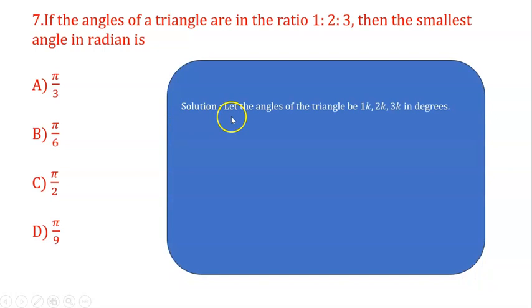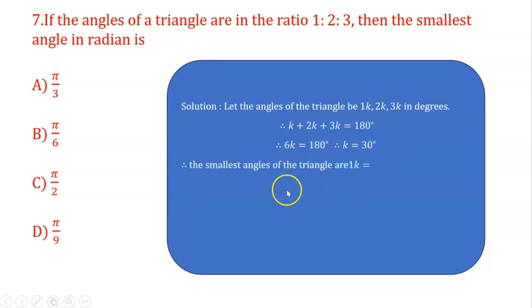Solution. Let the angles of the triangle be 1k, 2k, 3k, where k is a common multiple. These are in degrees. And the sum of the angles of the triangle is equal to 180. That is, k plus 2k plus 3k is equal to 180, and after simplification, 6k is equal to 180. It means k is equal to 180 upon 6. Therefore, k is equal to 30 degrees.